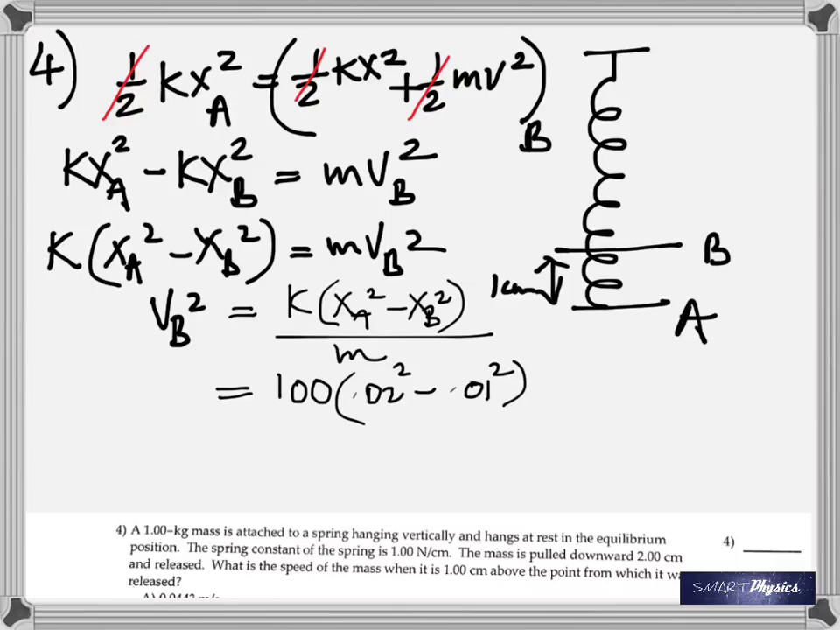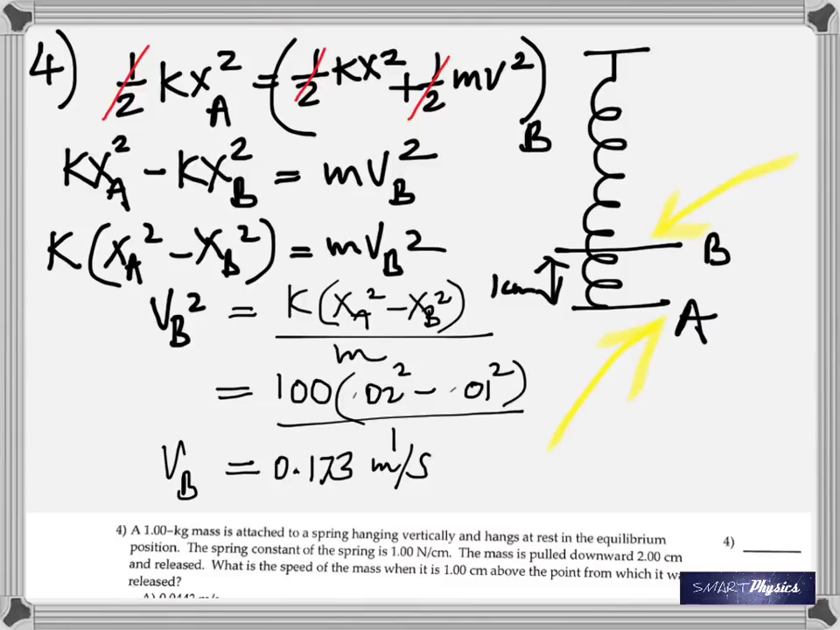And then you also notice that the distances have been changed into meters. That's 2 centimeter, and that's 1 centimeter in meters. Mass has to be in kilograms. So when you do all that, you get 0.173 meter per second.